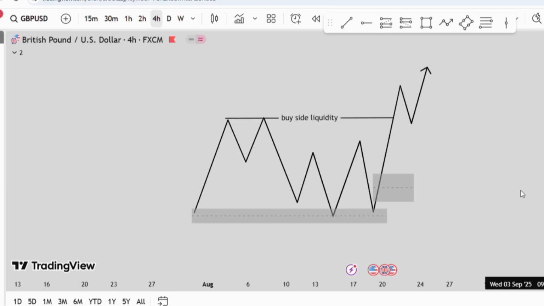If you are finding it difficult to mark out your liquidity side in the market, in today's video, I will show you and I will also help you in marking out your liquidity perfectly without making any mistake.